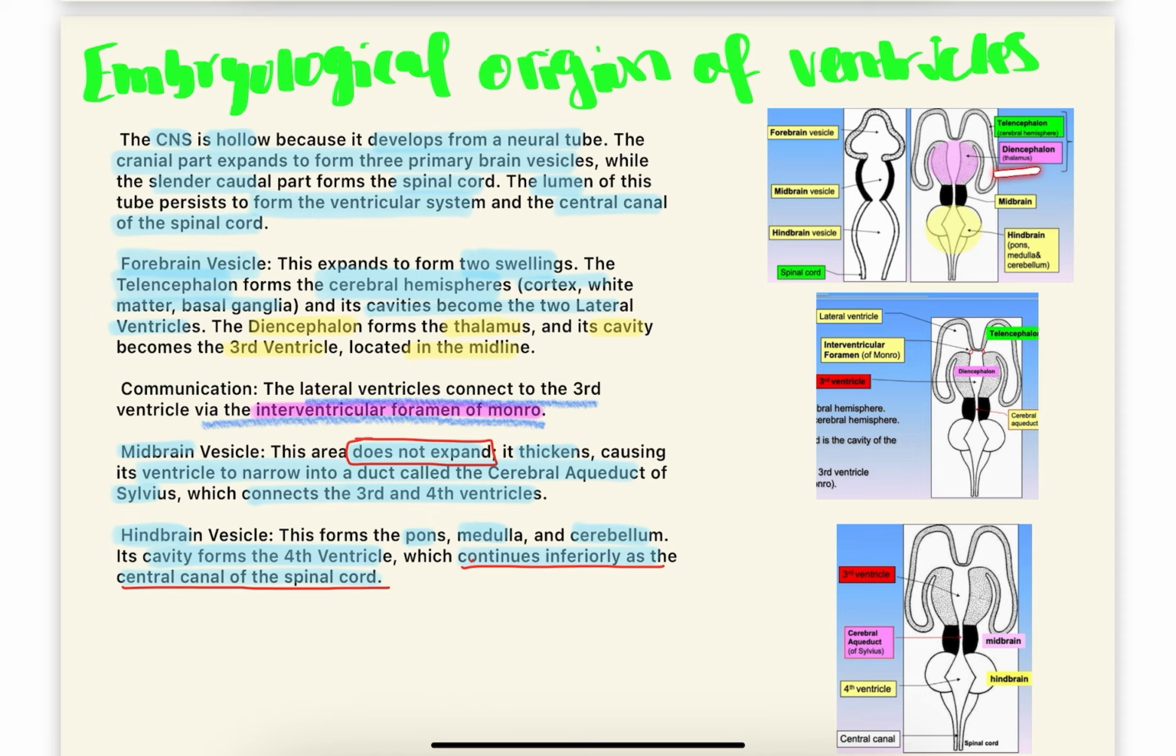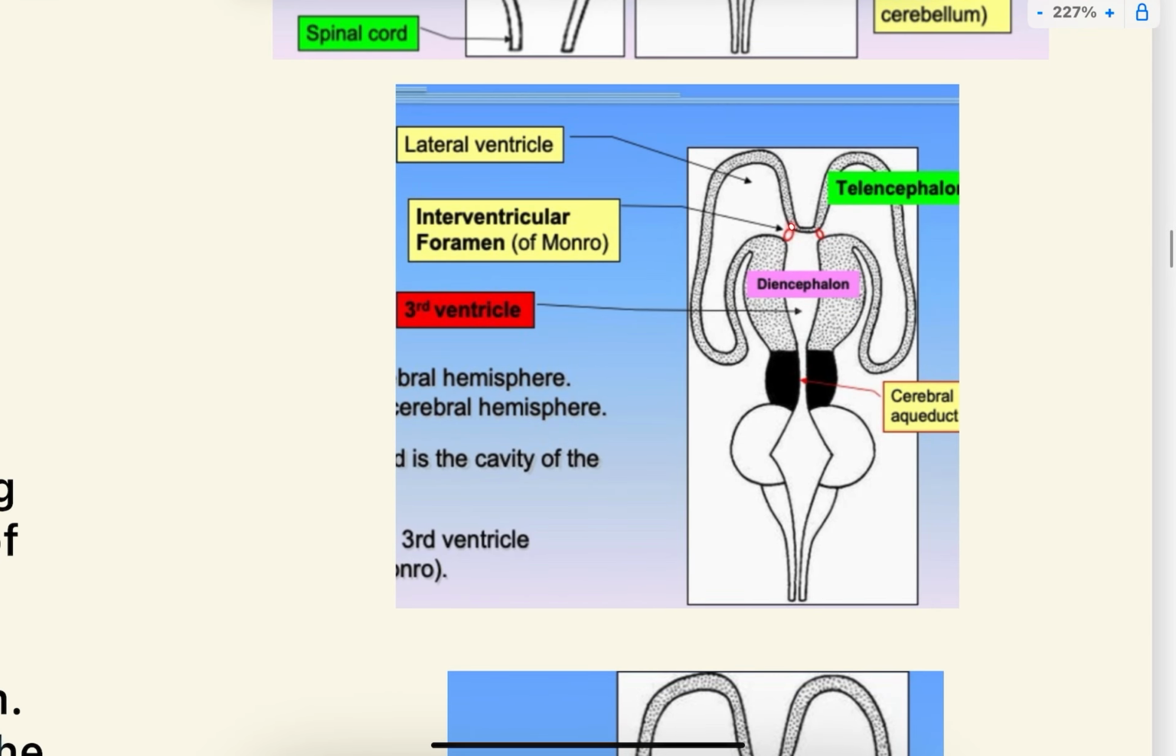For the diencephalon, on the other hand, it will give me the thalamus, and the cavity of it will give me the third ventricle. So the telencephalon gives the cerebral hemisphere plus the two lateral ventricles, and the diencephalon gives the thalamus and the third ventricle. Now for the lateral ventricle to communicate with the third ventricle, I will have this opening here, I call it the interventricular foramen of Monro, where the lateral ventricle connects to the third ventricle through it, like this.